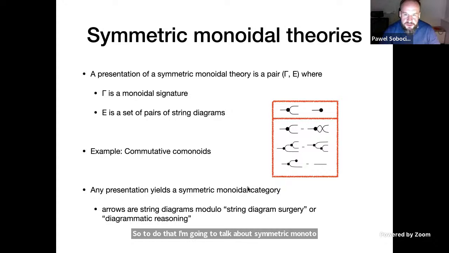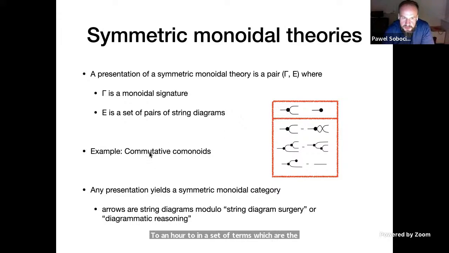A presentation of a symmetric monoidal theory is a pair gamma, E, where gamma is the monoidal signature. So these are things we've already seen, just a bunch of operations. And then E is a set of pairs of string diagrams of equal types, and these are going to give us our equations. Just like a classical algebraic theory is a set of operations with an arity and a set of pairs of terms, which are the equations.